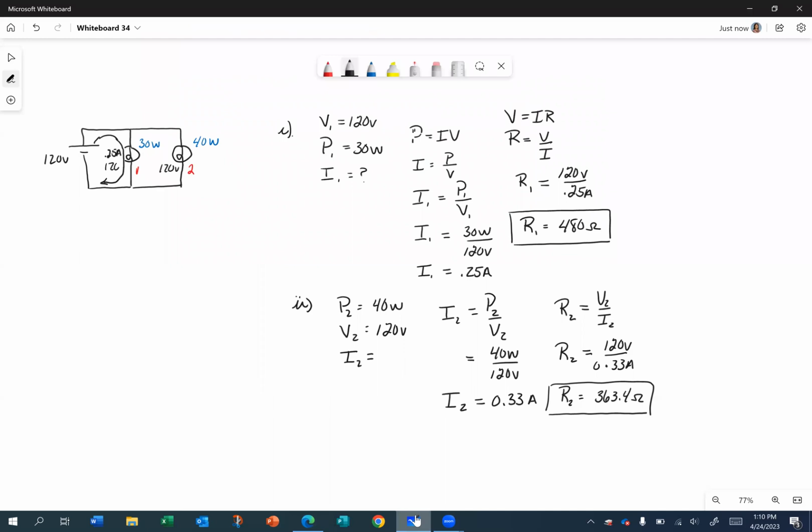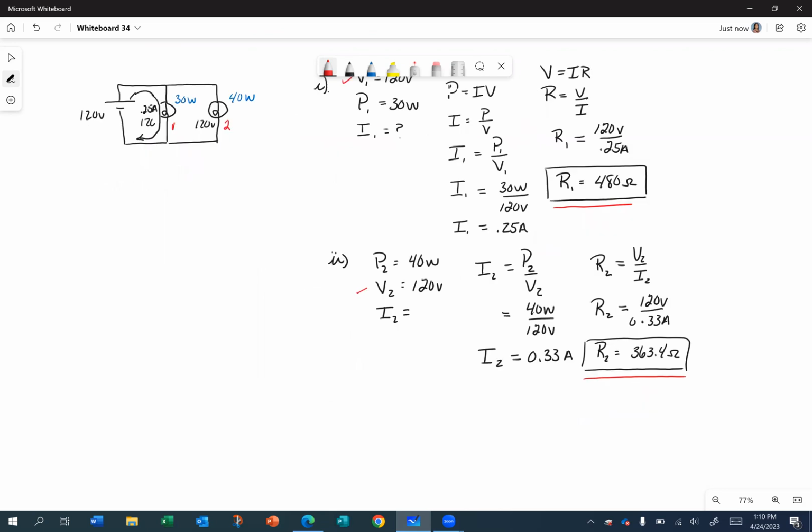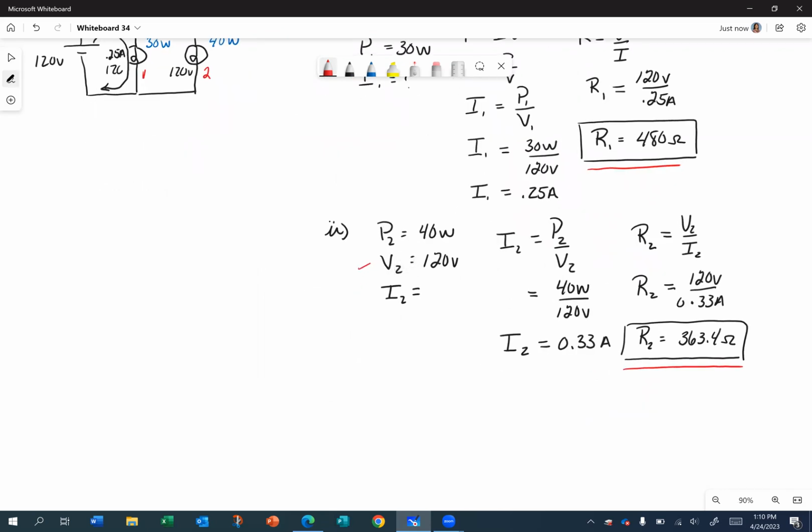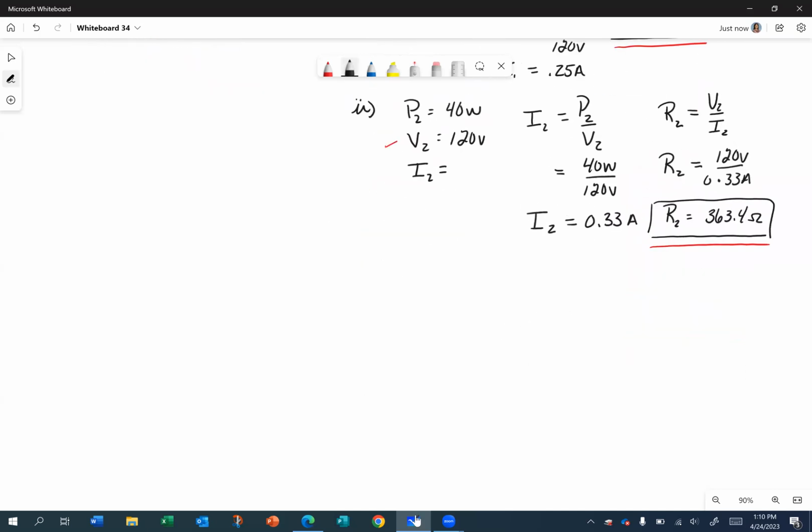So again, this resistance of the bulb that we just calculated doesn't change, even though we're changing the voltage of the bulb, right? Because it's connected now in series. But I'm going to take those same bulbs, and because they are the same bulbs, I cannot change the resistance of the bulbs. And now I'm going to connect them in series. So what's going to happen now is they're going to draw a different amount of current, right?